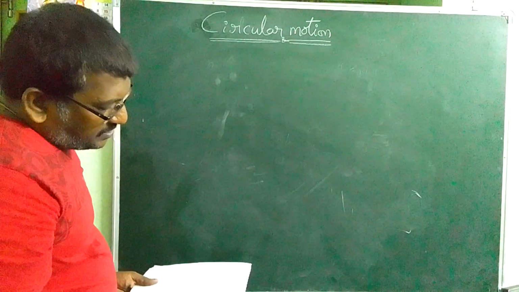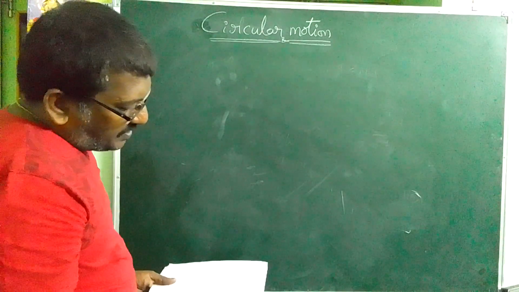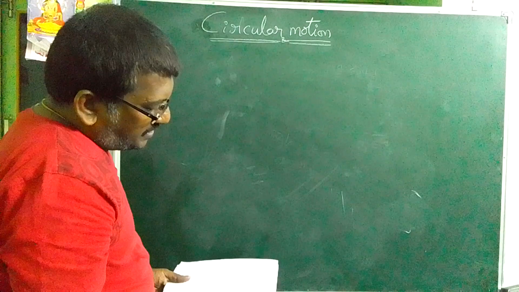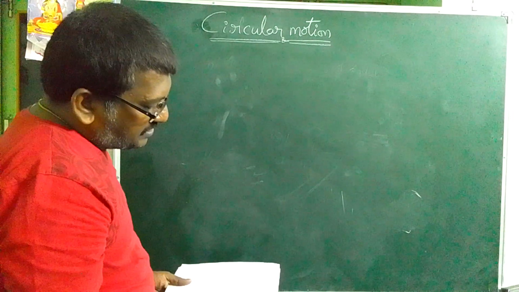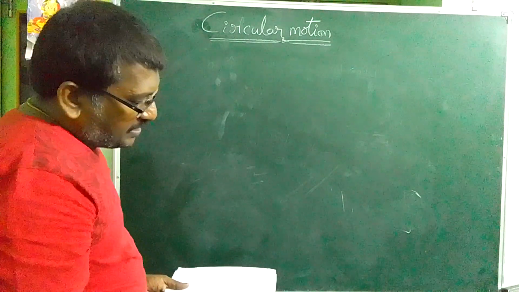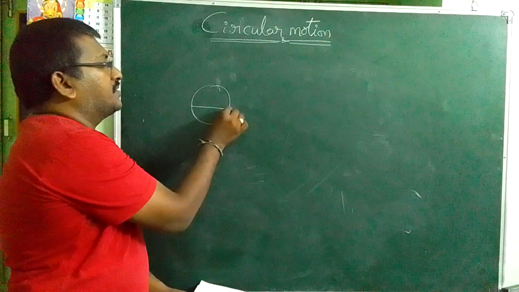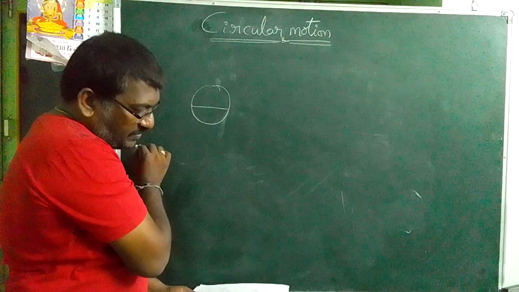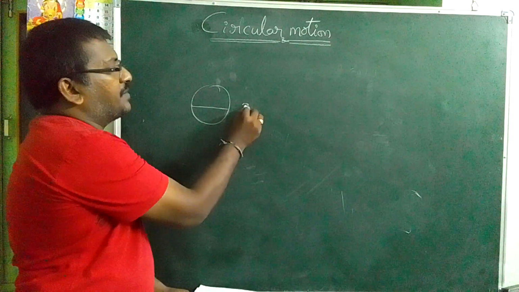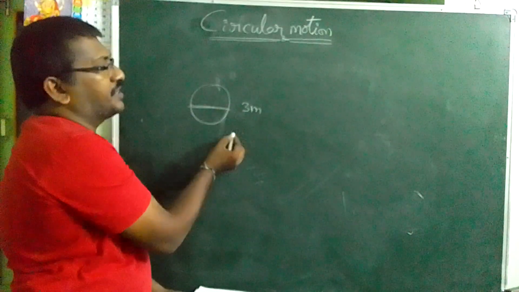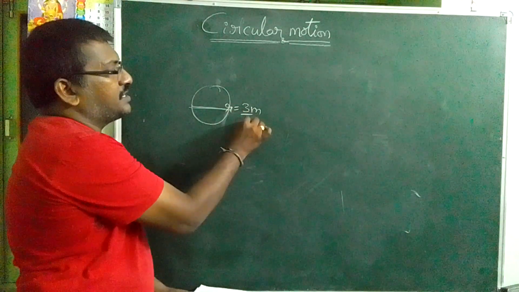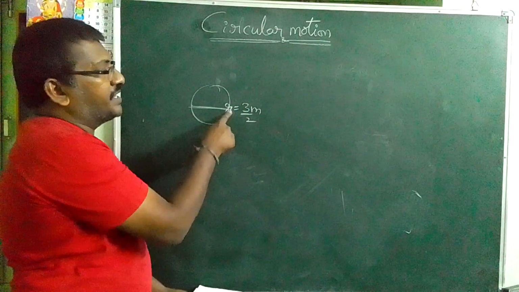A point on the rim of a wheel 3 meters in diameter has linear velocity 80 meters per second. What is the angular velocity of the wheel? Here the diameter of the wheel is given as 3 meters, from here to here. That means the radius we can write as 3 by 2 meters.